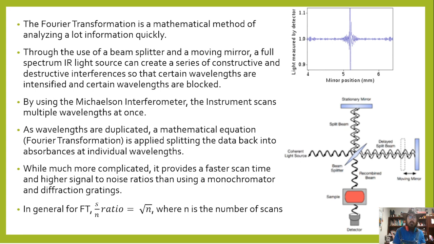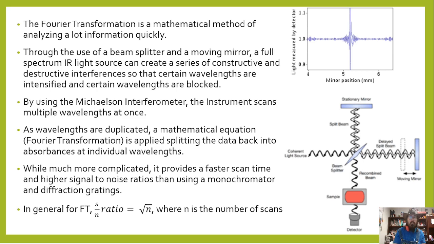In general, if you're using a Fourier transform, your signal to noise ratio will be the square root of the number of scans. So you're looking at how much peak you have versus how much background, how much of the flat surface you have. The more scans you do, the lower the baseline is going to be.